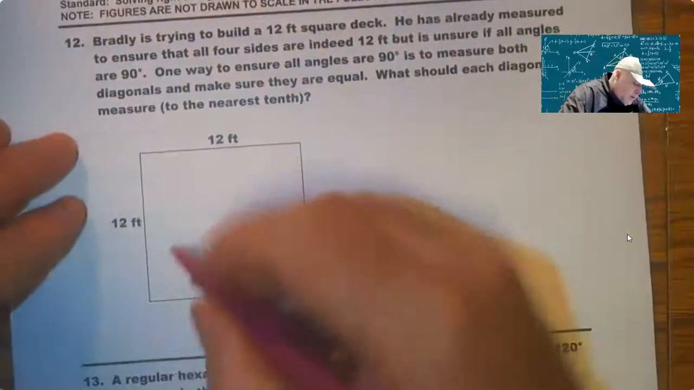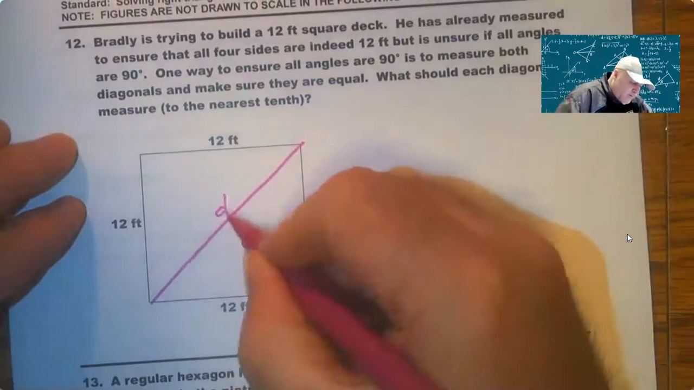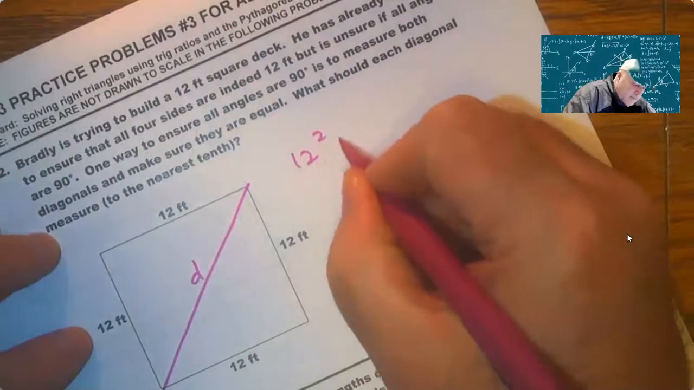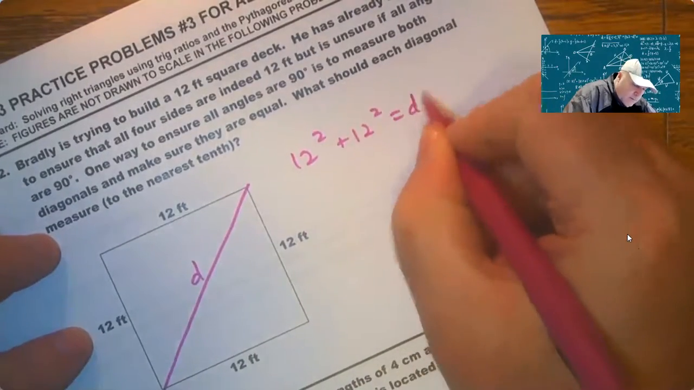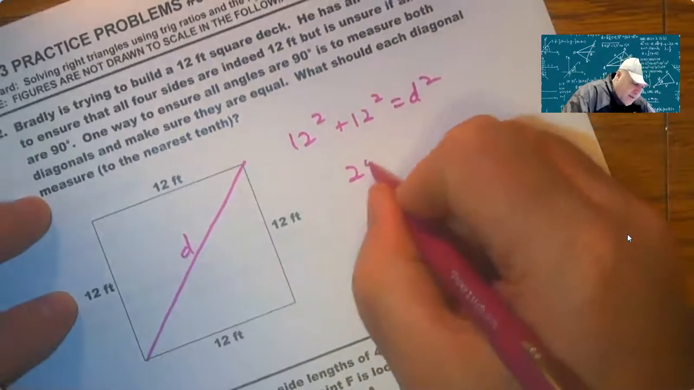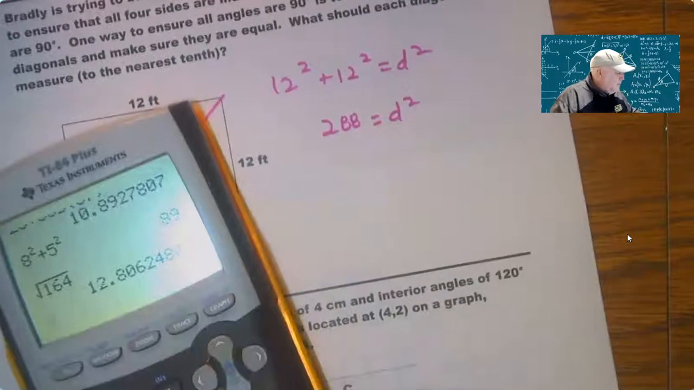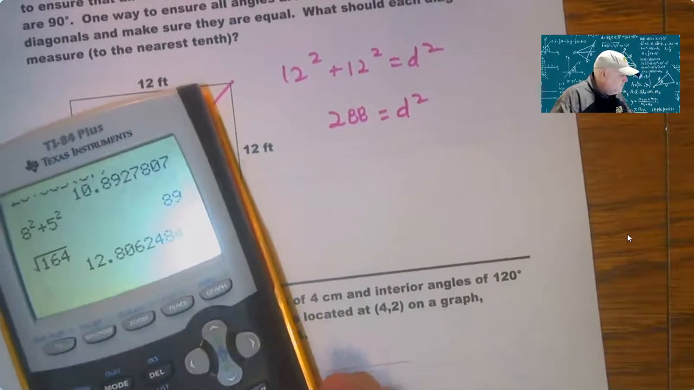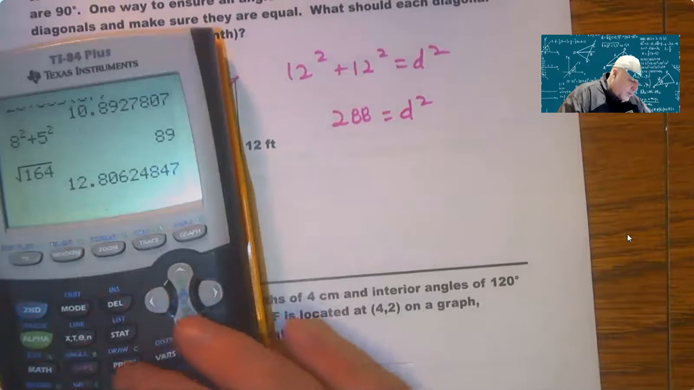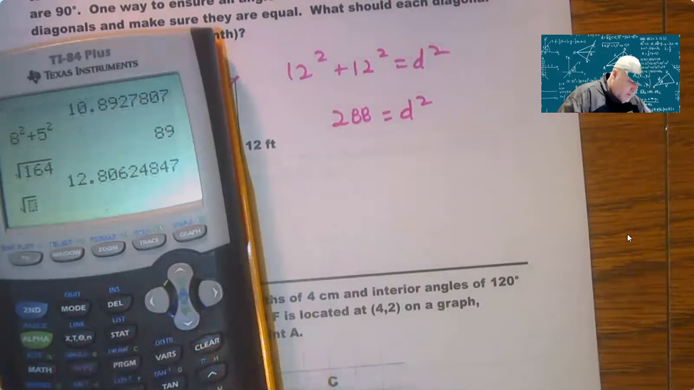Okay, so we want to know what this is. So 288 is d squared, and then we want to square root that. And that is going to be about 17.